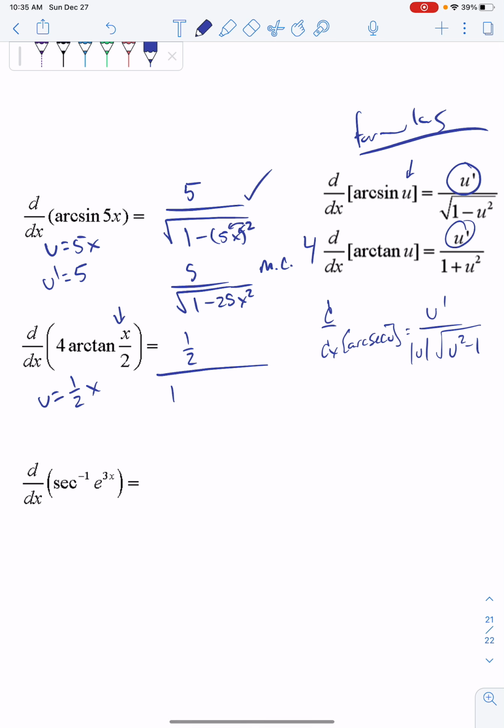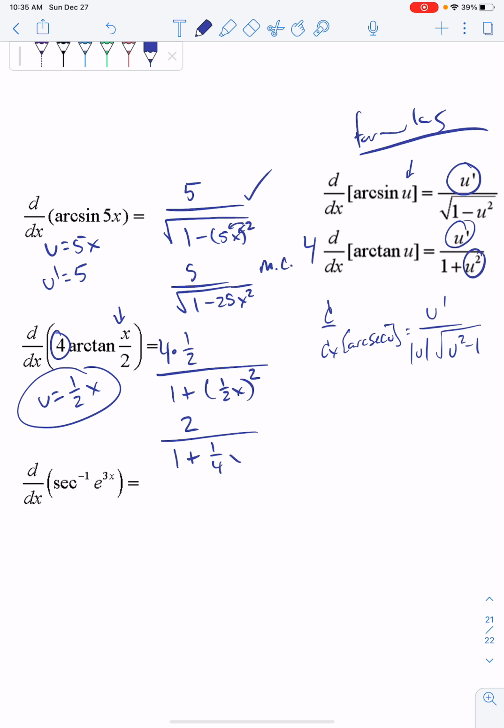over 1 plus u squared. Well, u is this, so I'm going to put 1/2 x squared. And when I simplify, oh, I'm not done. There's a 4 out in front. Don't forget that 4. That's going to change our problem. So 4 times 1/2, that becomes 2 over 1 plus 1/2 x squared becomes 1/4 x squared, once you distribute that square to everything, right? So be careful of that 4. I almost forgot that that was floating around in front.